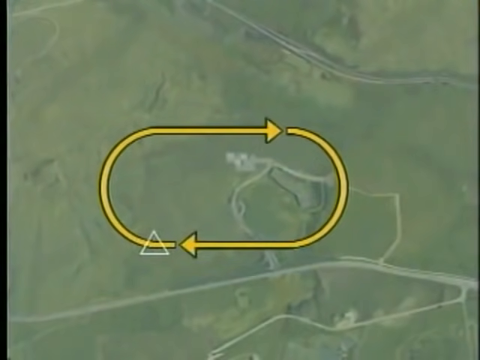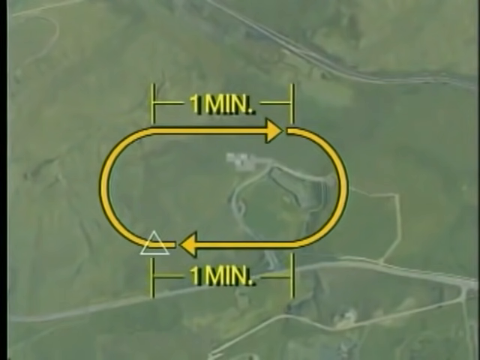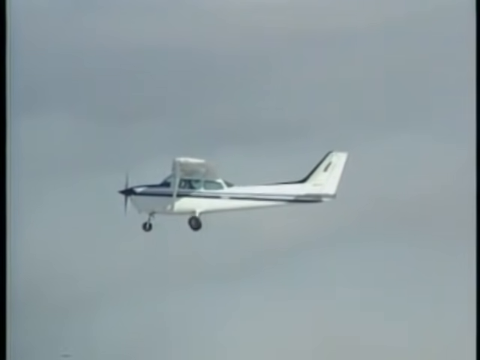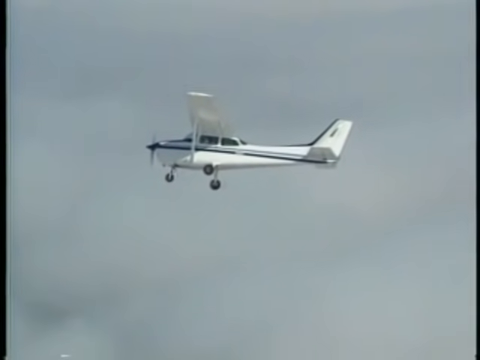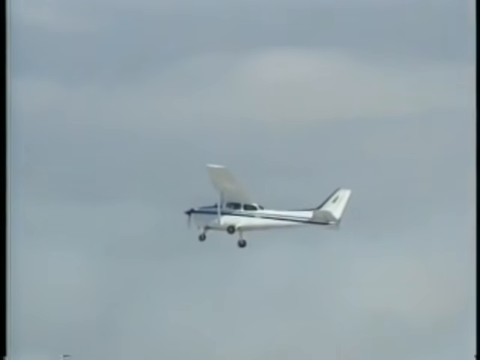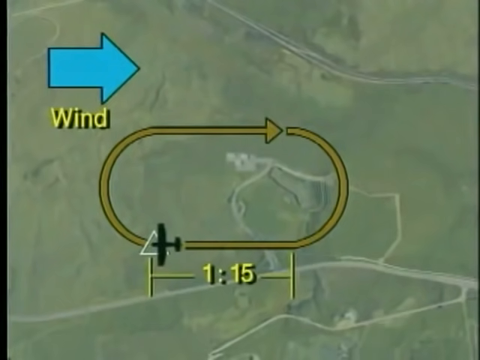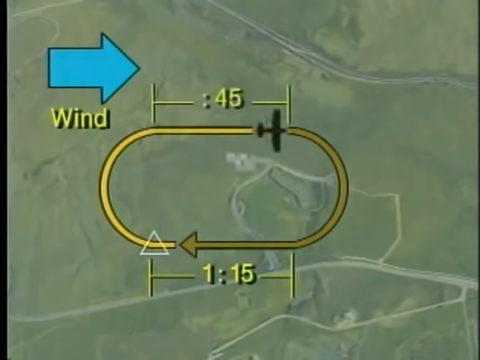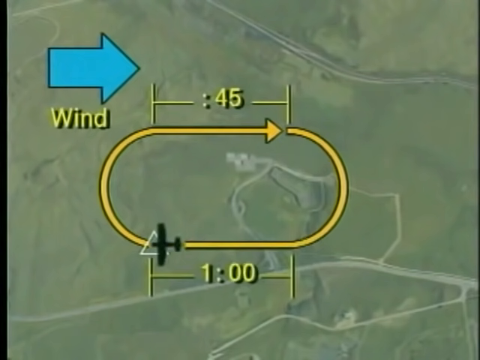In a no-wind condition, the inbound and outbound legs will take the same amount of time. Since a no-wind condition is rare, you need to make adjustments on the outbound leg to achieve the proper inbound timing. For example, suppose on your initial timing it took you 1 minute 15 seconds to fly inbound. To correct this situation, you should try flying outbound for 45 seconds before turning inbound. This should now make your inbound leg approximately 1 minute in length.